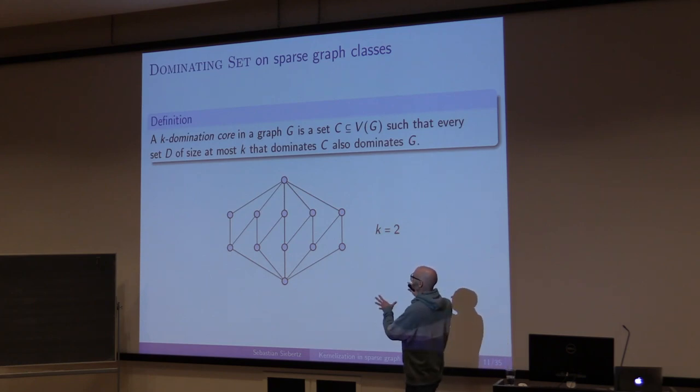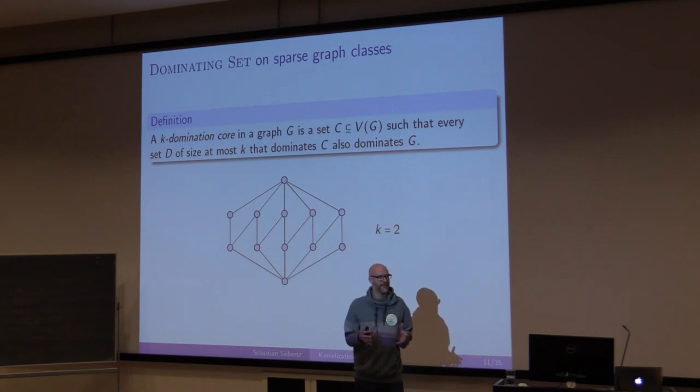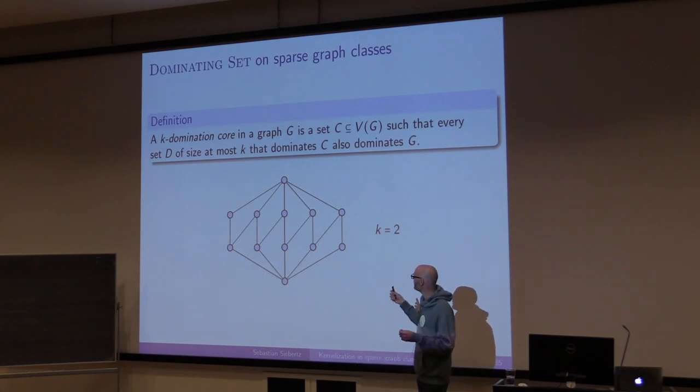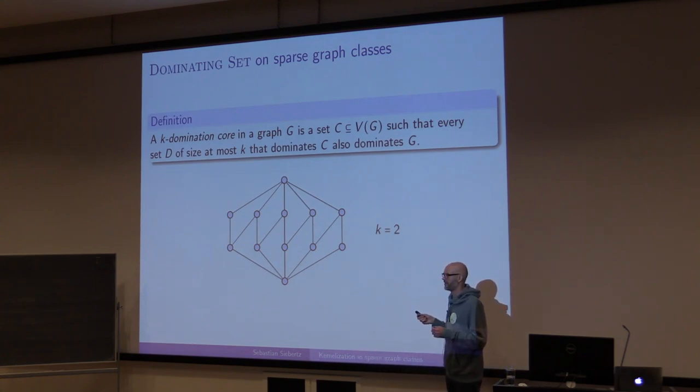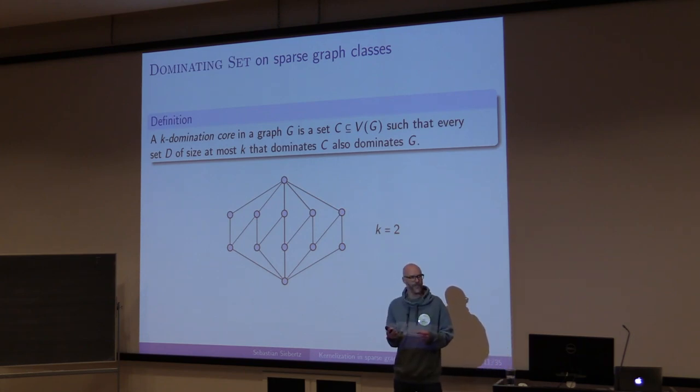Yes. Obviously, the whole graph always is a domination core. Yes, this is a trivial answer. We are looking for small cores. So what would be a minimum size set in this graph such that if you dominate it with two vertices, then you already dominate the whole graph? This is a question. Maybe someone sees it.